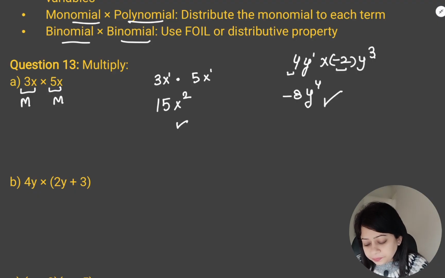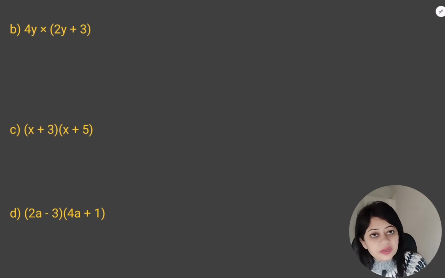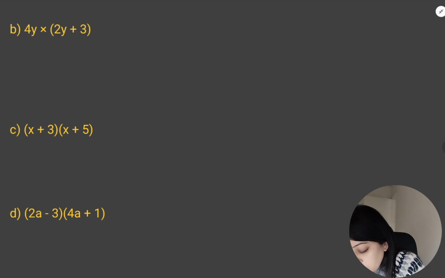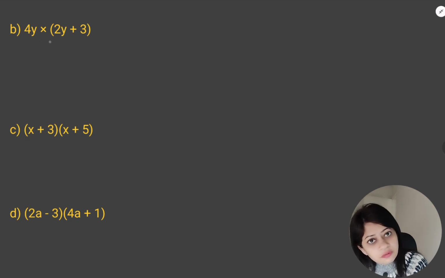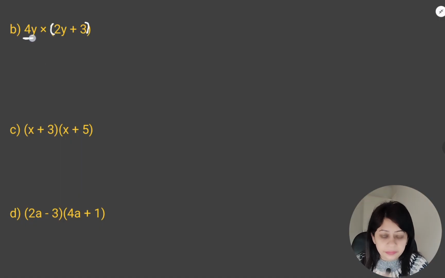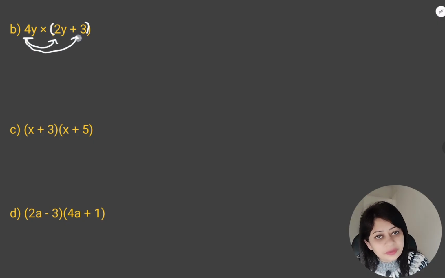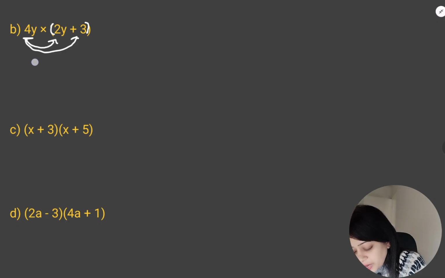Okay. Now, next question. 4y multiply 2y plus 3. Okay. So, whenever you have something outside the bracket, you can see this bracket, right? 4y is outside the bracket. So you will multiply this 4y with this term and this term, both. Okay. So I will write 4y multiply 2y plus, this is plus, right? So plus 4y times 3.